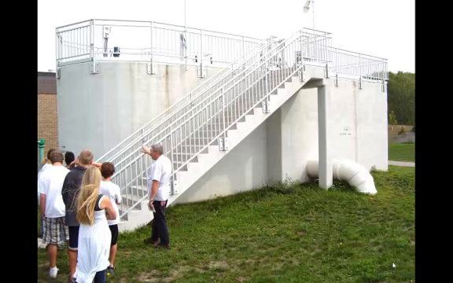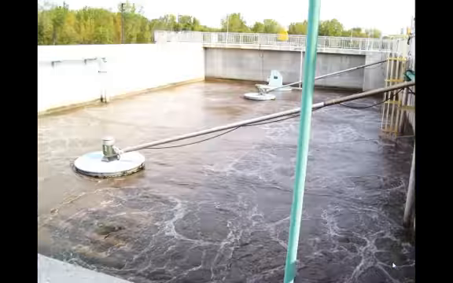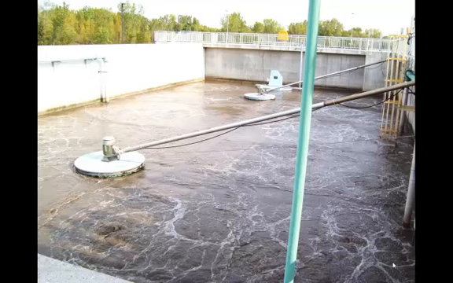After these large particles are removed, influent water is piped through the slitter box, which is still part of the primary treatment process. The slitter box removes any sand or grit from the water that could damage pipes or pumps in the plant. From the slitter box, water is sent to the SBR tanks, where the secondary treatment process begins with the help of bacteria.